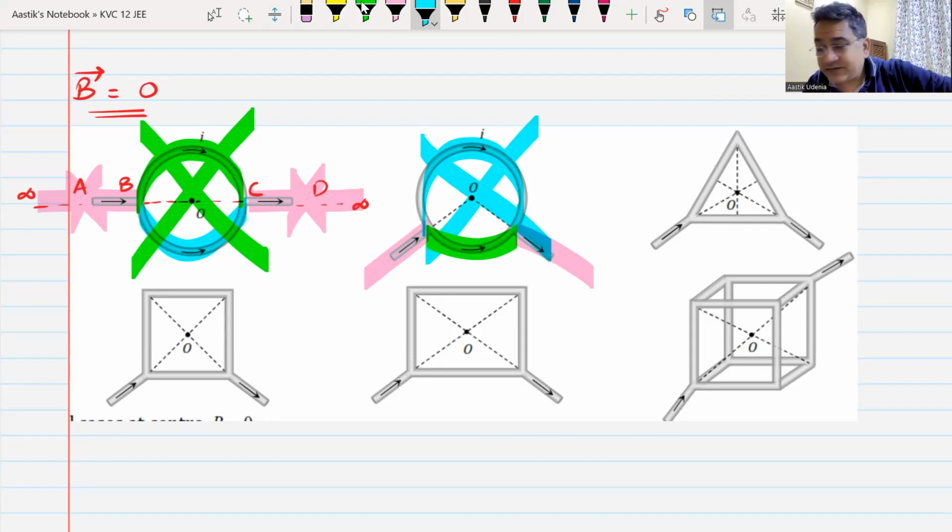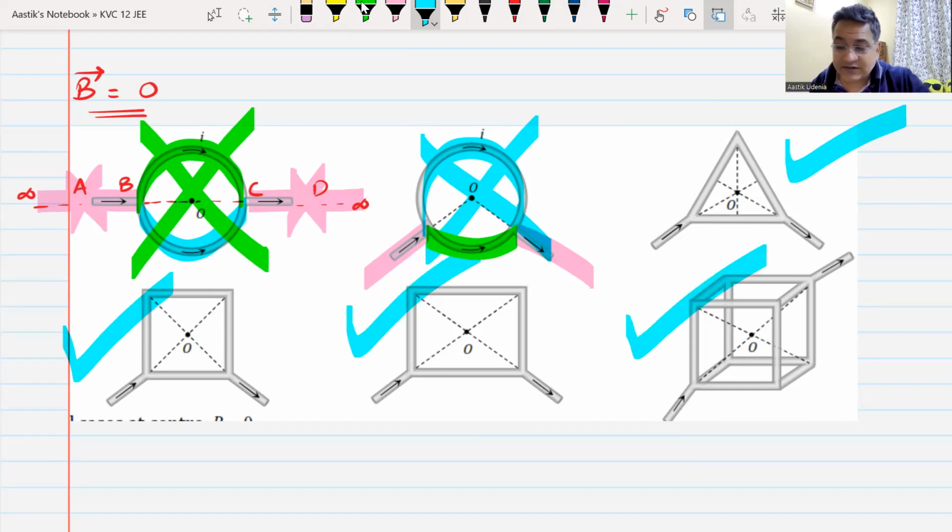We understand what I have said? Current divides in inverse ratio. Blue wire has less current, green wire has more current. The ratio of the currents is inverse ratio of length, but then it again gets multiplied by their lengths, and that is why you get the net value of magnetic field as 0. We understand this? Yes, sir. Same thing happens in this one, same thing happens in this one, same thing happens in this one, and same thing happens in this one. So all the wires will cancel out each other.